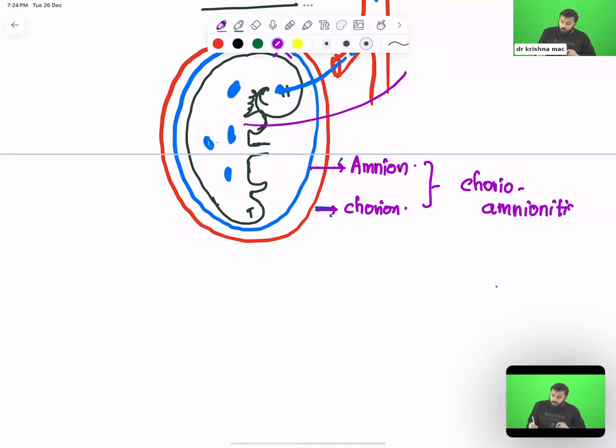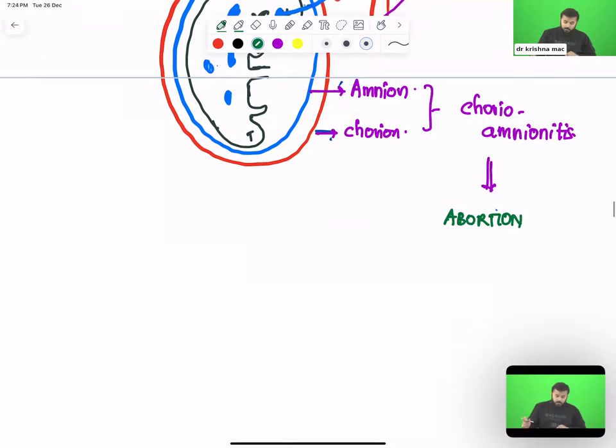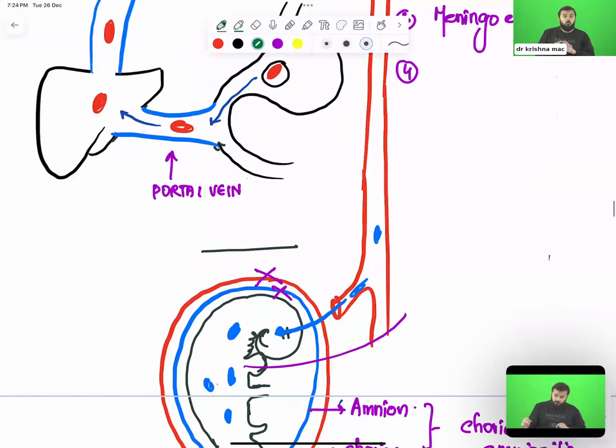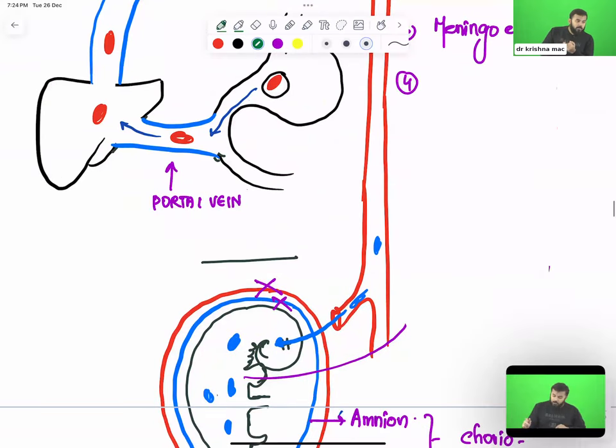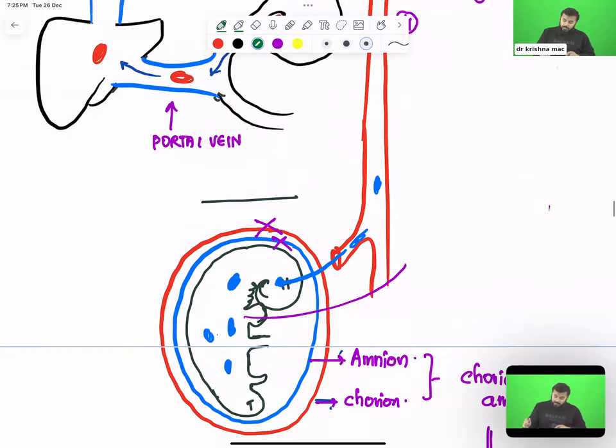Chorioamnionitis. If chorion and amnion are damaged, don't you think there will be abortion? Yes or no? So that would lead to what? Abortion. That would lead to abortion. So this is another important thing which you need to remember. Fine. Chorion and amnion both got damaged. Chorioamnionitis has happened. Now the bacteria will enter right inside the baby. Once the bacteria enters inside the baby, it would cause a condition called granulomatosis infantiseptica.